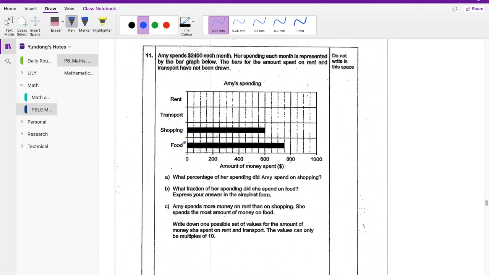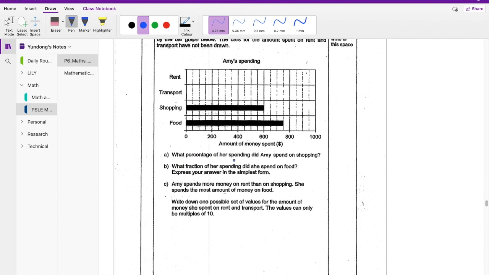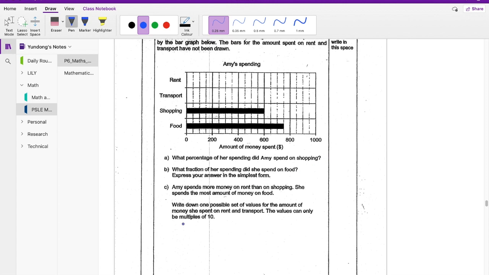This one is mainly to teach us how we can read from the chart, right? In this bar chart, we can see for each category, for example food, how much the number is, right? 675. Shopping is how much? Oh, it's 600. Transport is how much? Then rent how much, right? So the first question asks, what percentage of her spending is on shopping?